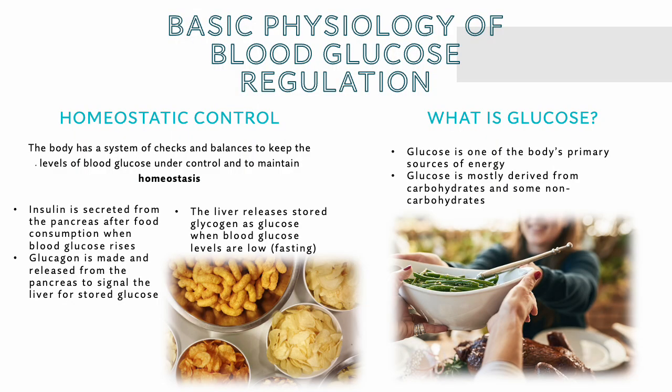The body uses a complex feedback system to manage blood sugar. When glucose is low, the pancreas releases glucagon, which stimulates the liver to release glycogen. Glycogen is the liver's stored form of glucose. After eating, the pancreas releases insulin to reduce glucose levels. These mechanisms help maintain homeostasis.